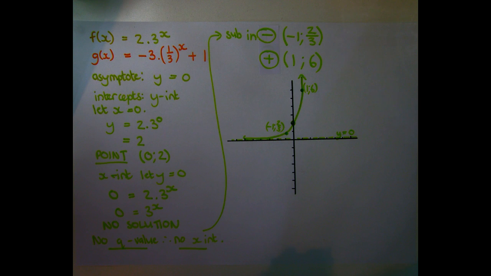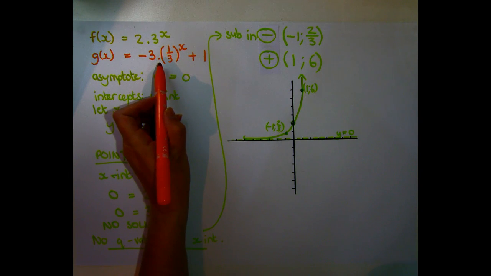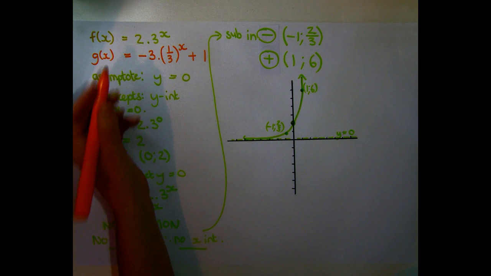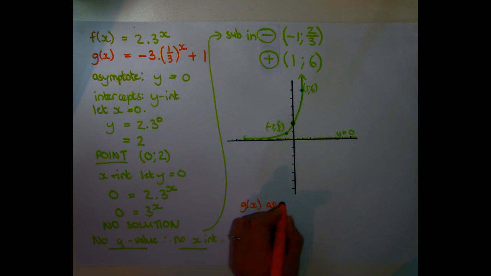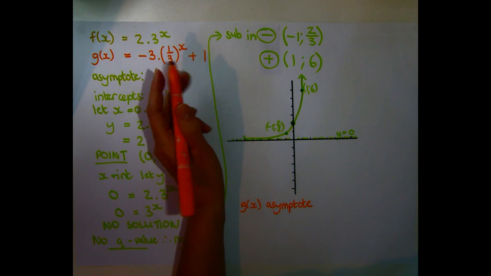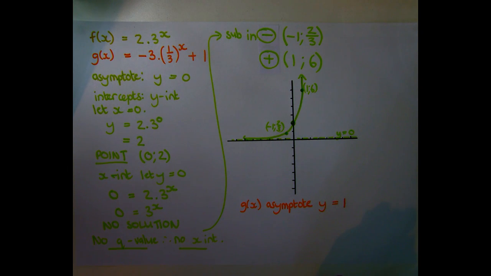Moving on to the g of x graph, so that one, I'm going to put its asymptote down as well. So the g of x asymptote I read straight off the graph, it's 1. It's the line y equals 1. I'm going to draw it in a moment, and it'll be the first thing that I draw when I put the graph on the Cartesian plane.